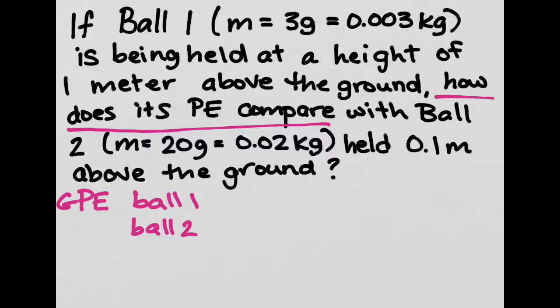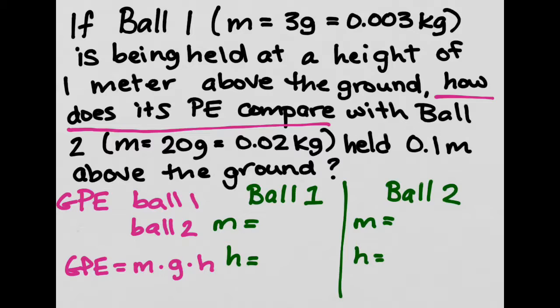Let's pull out the relevant information from this question. We know that the equation for gravitational potential energy is equal to mass times the force of gravity times the height. All right, I have that equation. Now I need to know what the mass is, and I need to know what the height is for both ball 1 and ball 2, because remember that G, the gravitational force of the Earth, is always equal to 9.8 meters per second squared. Okay, so the mass of ball 1 is going to be equal to kilograms.